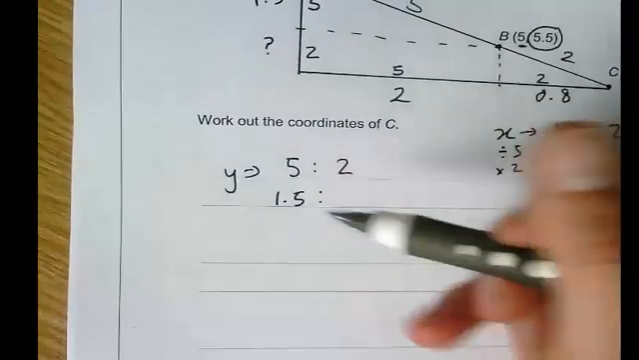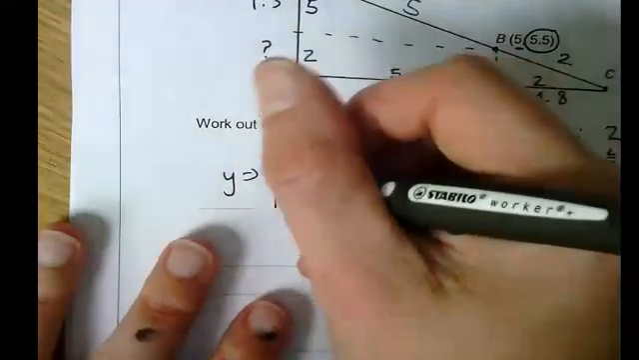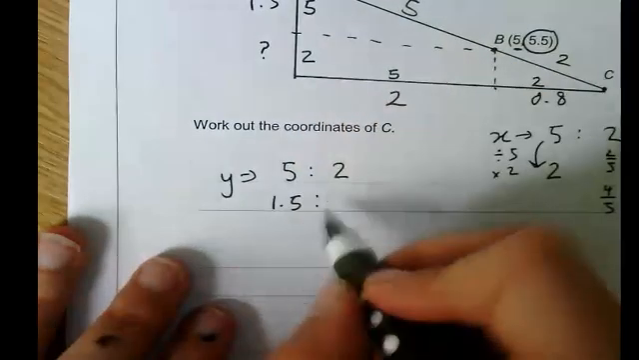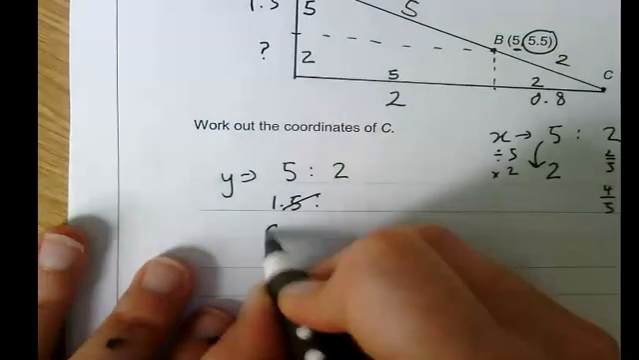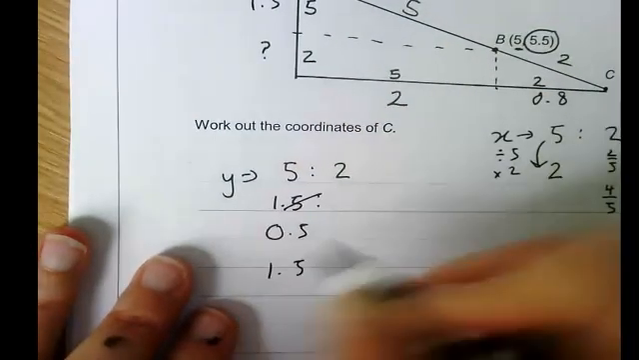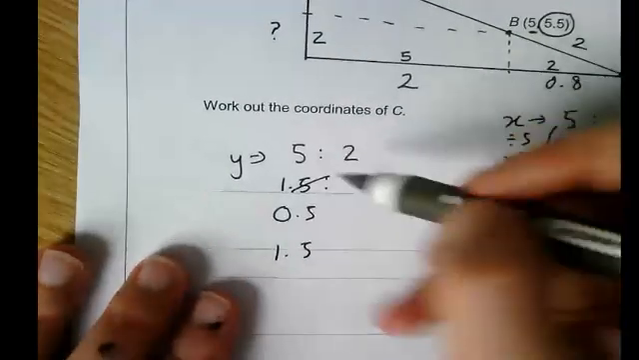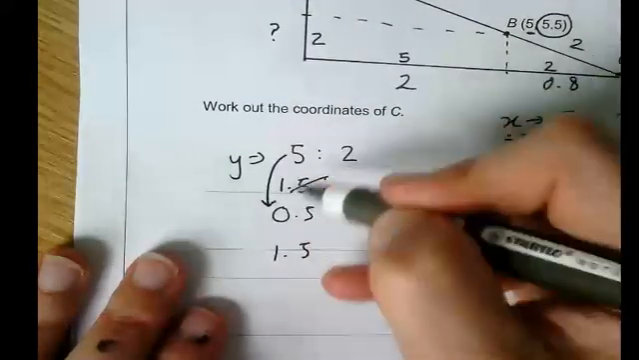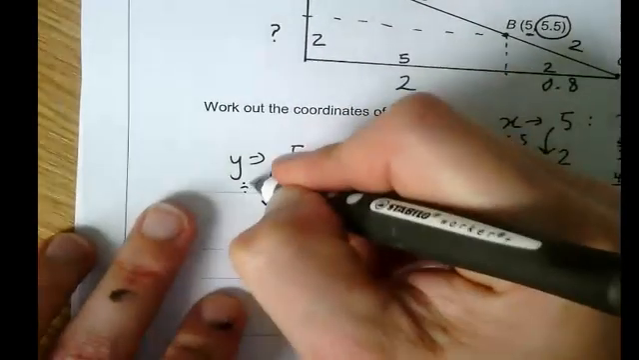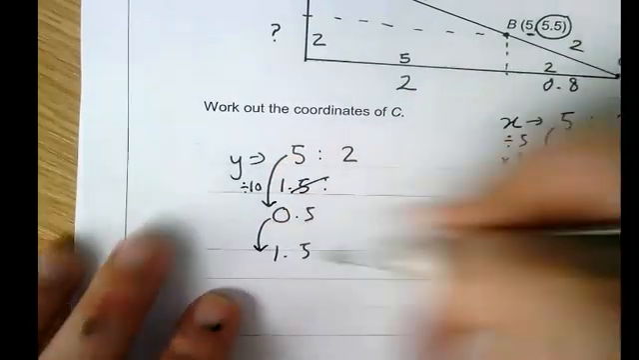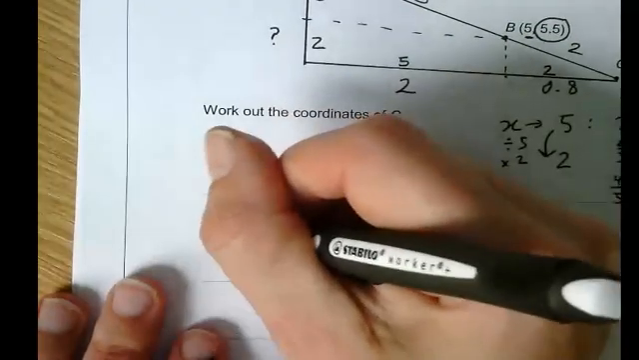To go from 5 to 1.5, I might actually go via 0.5 to 1.5. So I want to go from 5 to 1.5. I don't have my calculator, so I'm looking for ways to do it without. From 5 to 0.5, I'm dividing by 10, and then 0.5 to 1.5, I'm multiplying by 3.